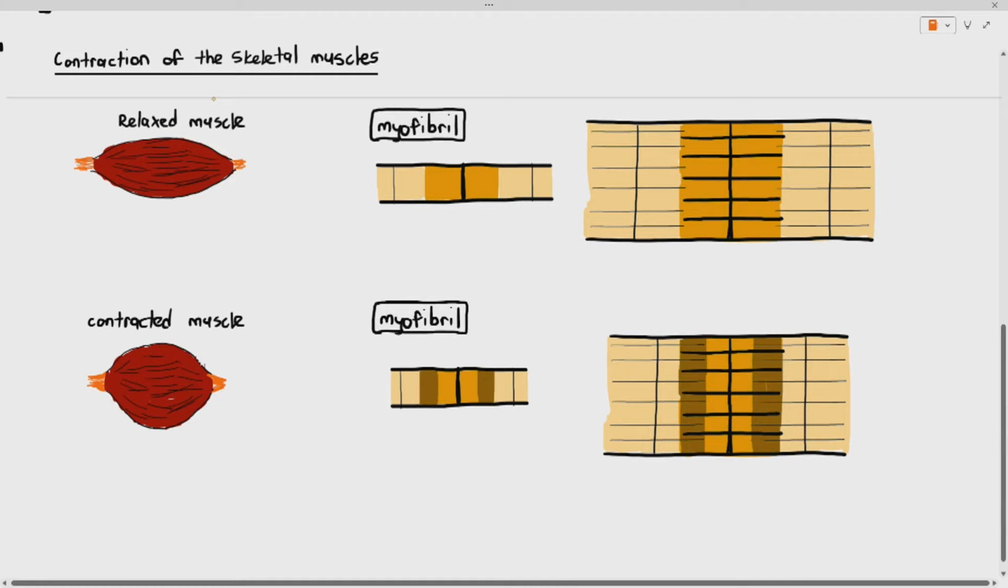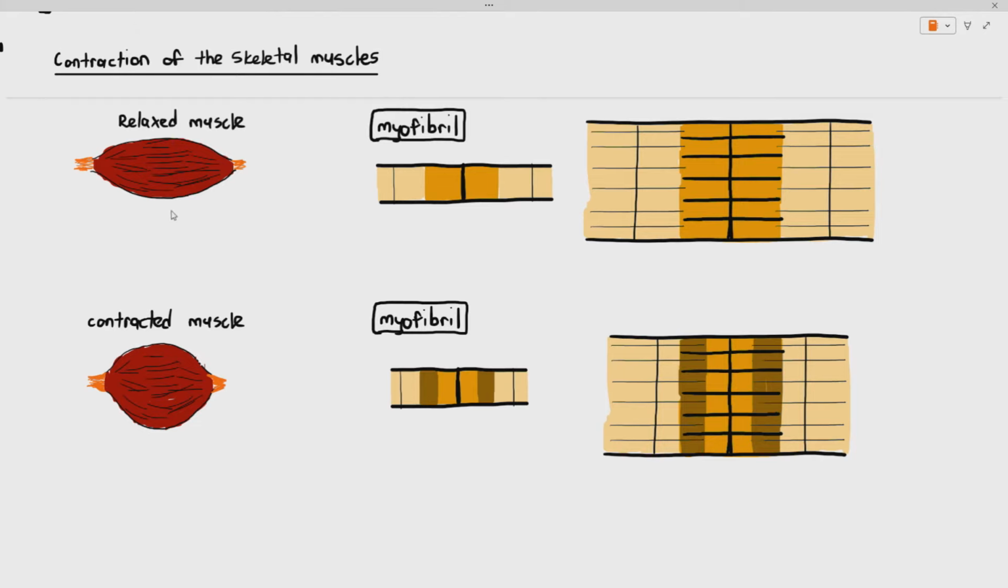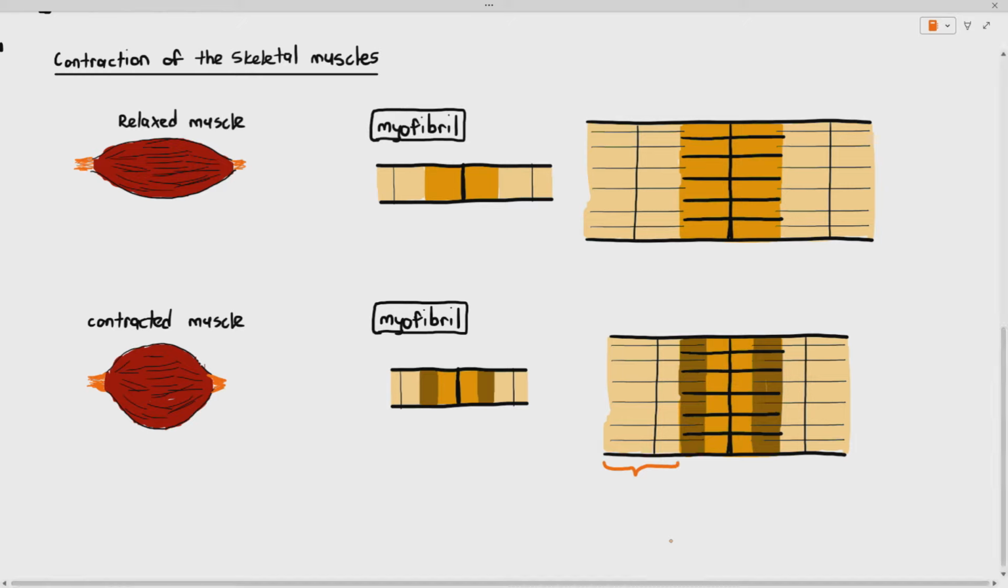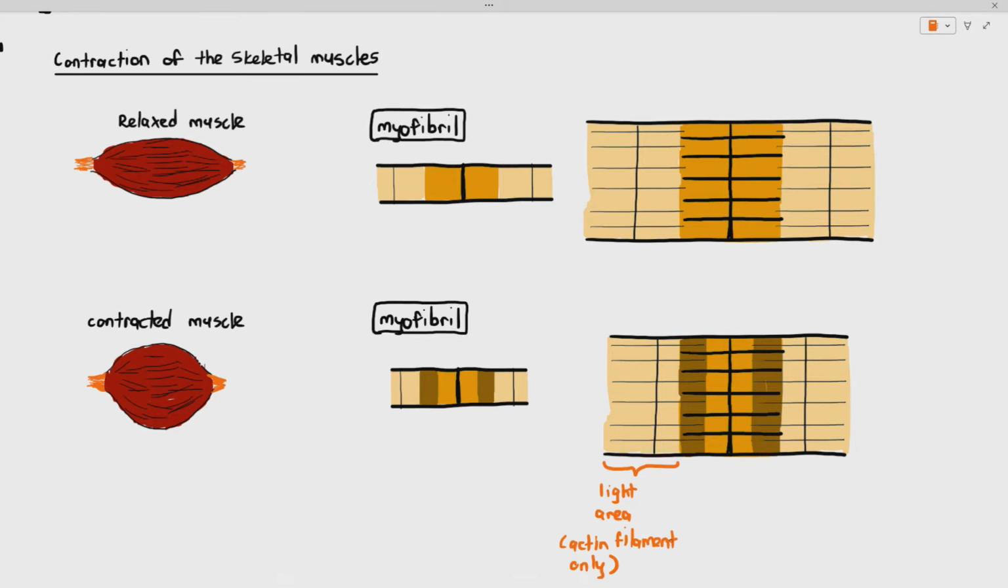But in the myofibril of the contracted muscle, we notice that the darker areas start to appear. So what's the reason why the darker areas actually start to appear? Let's go through it. The light areas, as I'm pointing to over there, only contain actin filaments. And the dark areas, as I've mentioned again, repeating myself, just contain myosin only.